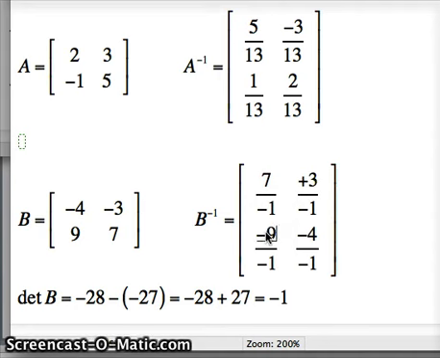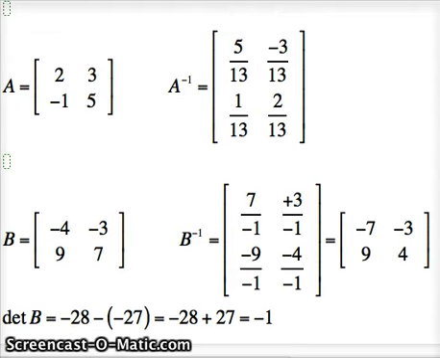So that's our inverse. Let's try to write that in a somewhat cleaner fashion. And you'll see 7 divided by negative 1 is negative 7. 3 divided by negative 1 is negative 3. Negative 9 divided by negative 1 is 9. Negative 4 divided by negative 1 is 4. And that will conclude this lesson.